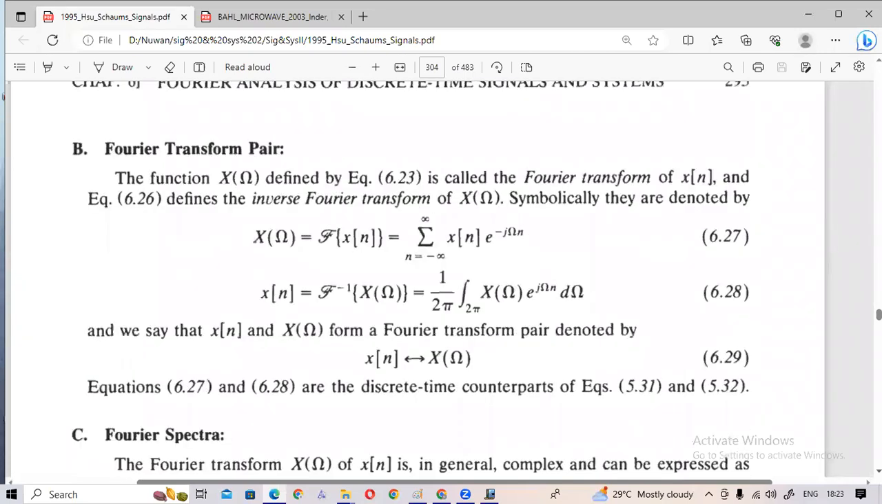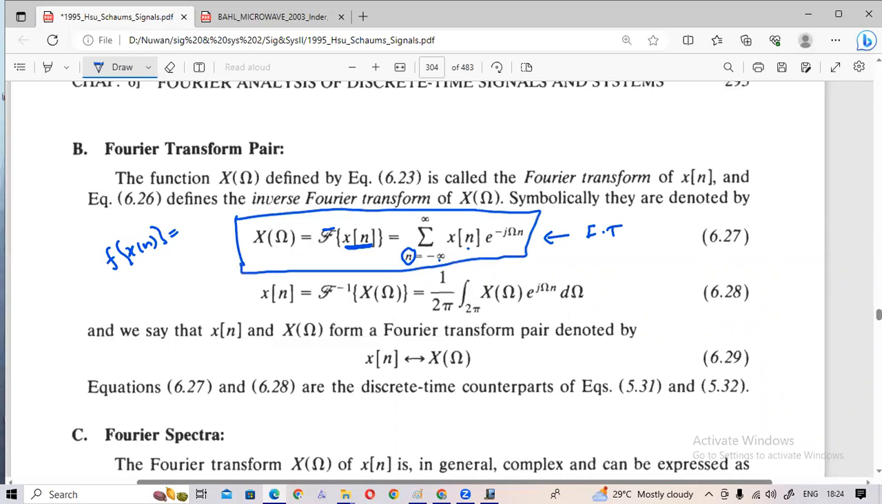This one is the Fourier transform. So X of omega, you have to get the Fourier transform of this time domain signal. So this is the symbol. We are getting the Fourier transform of this x[n], and it is equal to x[n] e to the power minus j omega n, from minus infinity to plus infinity. Here n goes from minus infinity to plus infinity. So this is the Fourier transform I have.